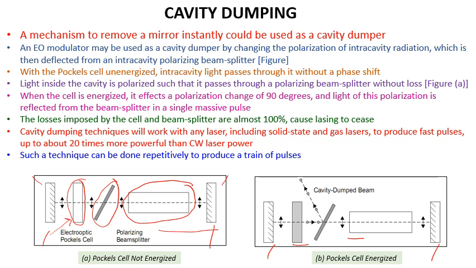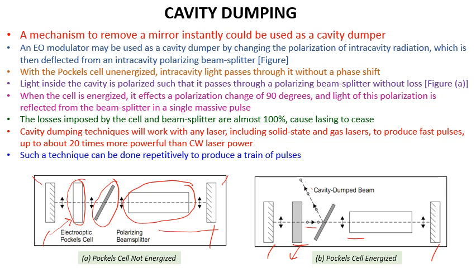So what exactly is happening here after building up? When we turn on the electro-optic device, the polarization of the light is changed. So when the polarization of the light is changed, it's reflected from here, it's not passing through. So we get a huge pulse. This, in simple words, is called the cavity damping technique.